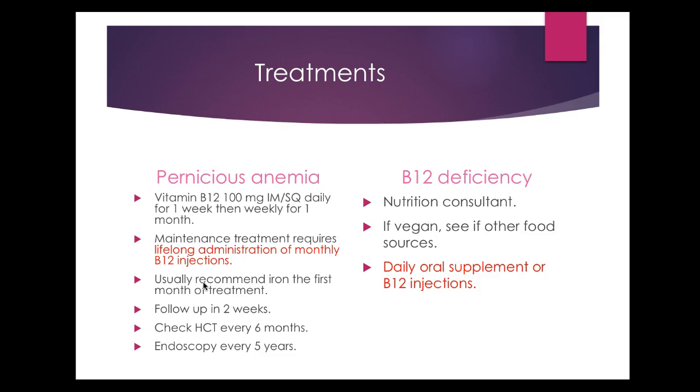Usually recommended iron the first month of treatment. So sometimes they recommend that you take an iron supplement the first month of treatment. You follow up in 2 weeks and you're going to check their, I wouldn't say hematocrit, I would say you're checking their CBC, which would be your hemoglobin, hematocrit, MCV, etc. They really need to have an endoscopy every 5 years. Your B12 deficiency, send to a nutritionist because they really need to look into what they are not eating. If they're vegan, again, send to a nutritionist.